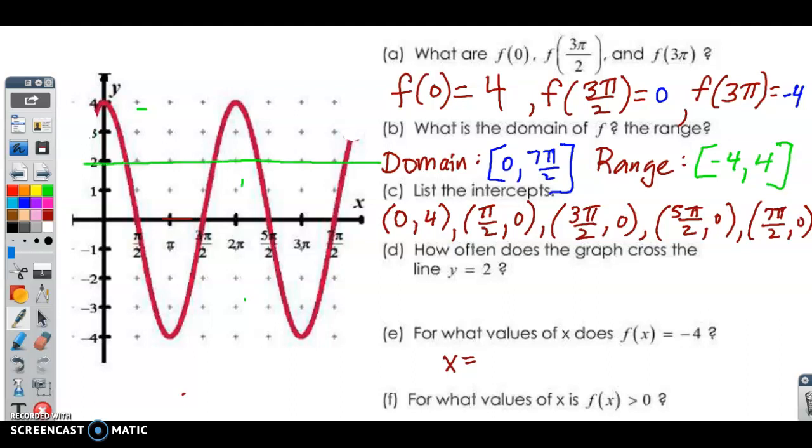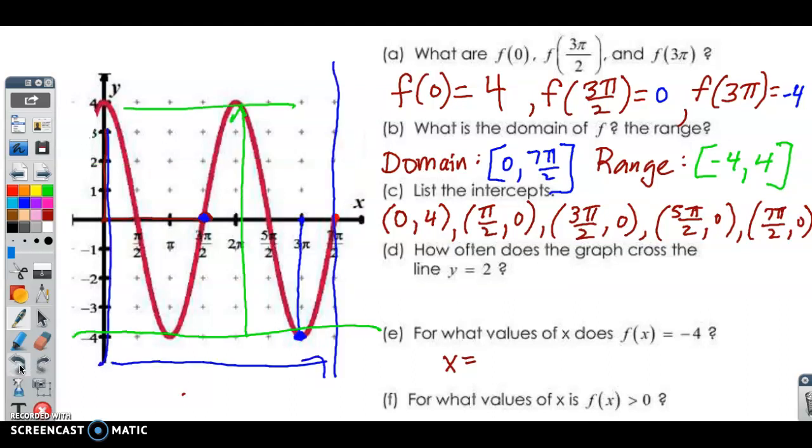Did I just erase the... I changed the graph by erasing. It's fine. Everything's fine. Just pull that on there. I'll use gray. Starting over this question, how often does the graph cross the line y equals 2? 1, 2, 3. 3 times. For what value of x does f of x equal negative 4?